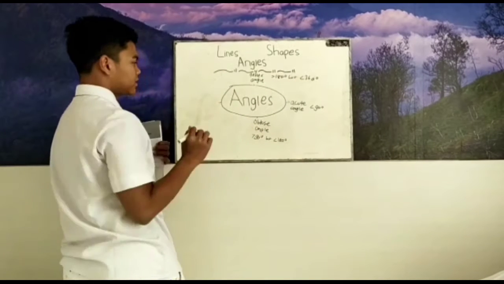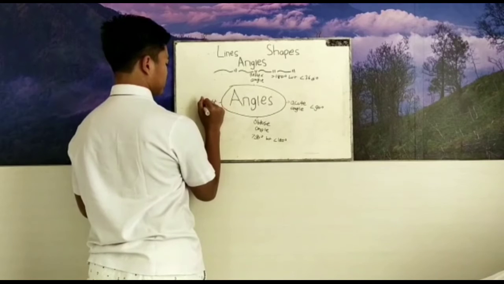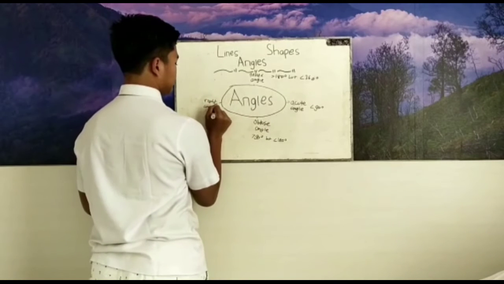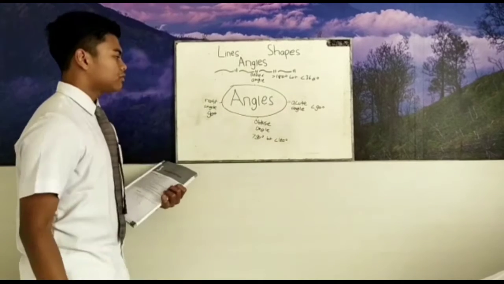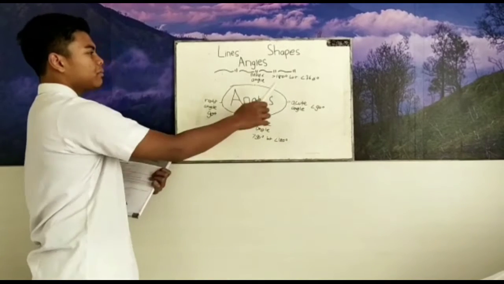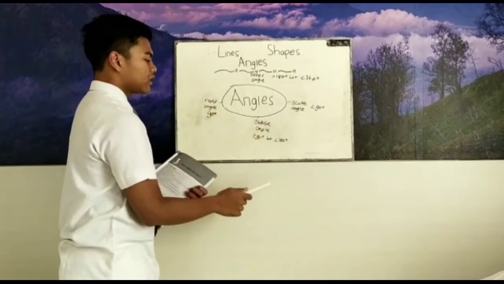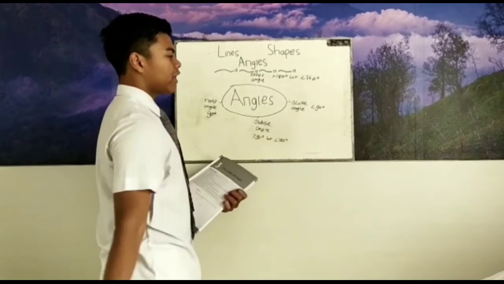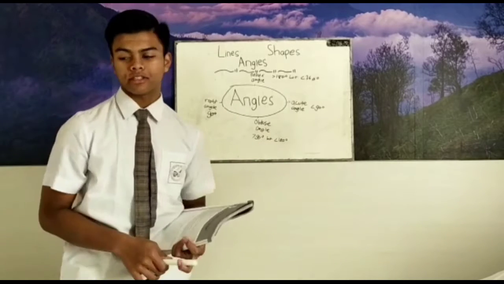And the last one is the right angle. A right angle is exactly 90 degrees. So, reflex angle: more than 180 degrees but less than 360. Obtuse angle: more than 90 but less than 180. Acute angle: less than 90 degrees. Right angle: exactly 90 degrees.